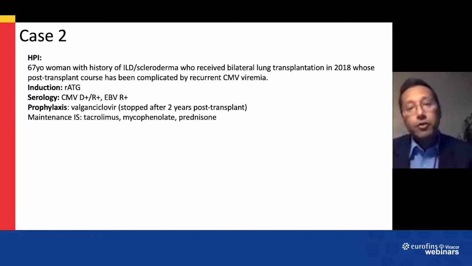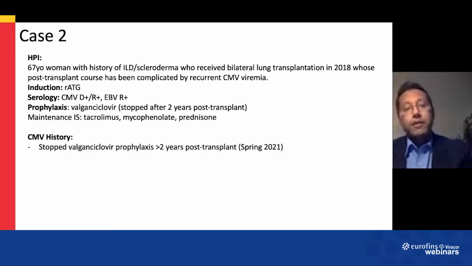Our recipient was also EBV seropositive. Our recipient in this case received valganciclovir for up to 2 years post-transplantation. She was maintained on Bactrim for her pneumocystis prophylaxis. Her main immunosuppression consisted of tacrolimus, mycophenolate, and prednisone.